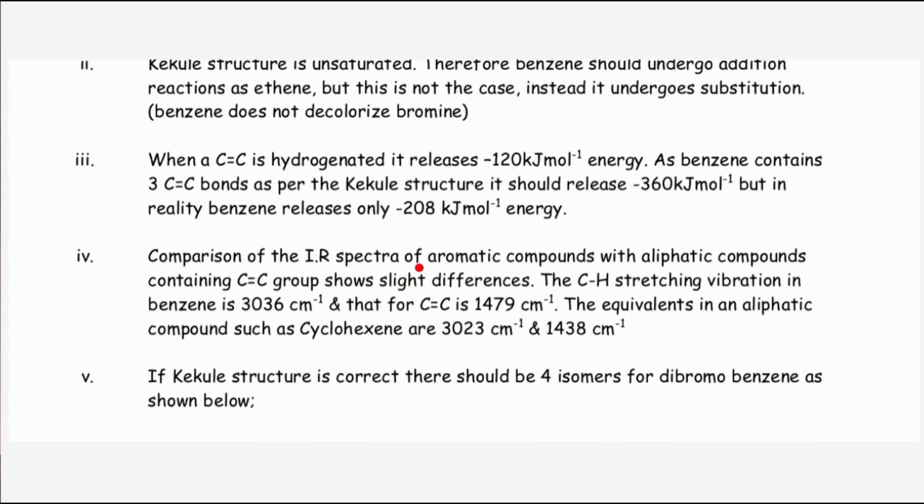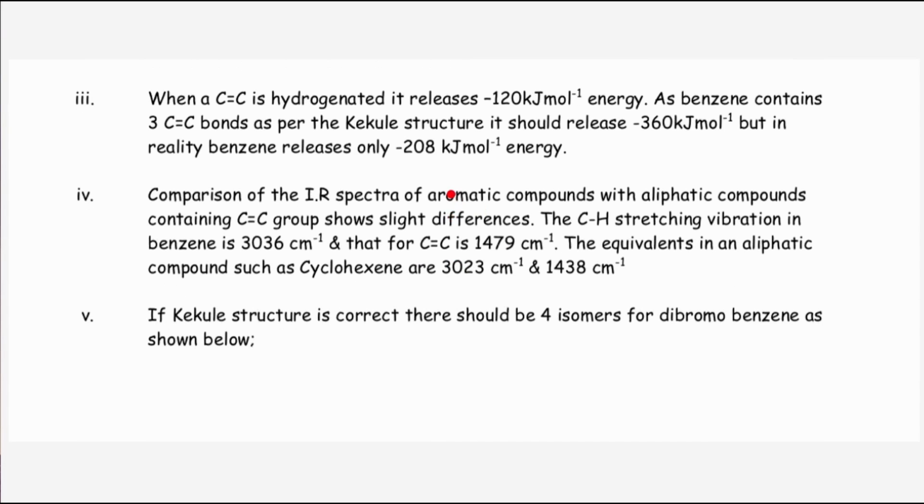When a carbon-carbon double bond is hydrogenated, it releases minus 120 kilojoules per mole of energy. As benzene contains 3 carbon-carbon double bonds, as per the Kekulé structure, it should release 360, but in reality, benzene releases only 208. And also, you can compare the IR spectra. The carbon-carbon double bond and single bond wave numbers will not match with the wave number of the carbon-carbon bond in benzene.